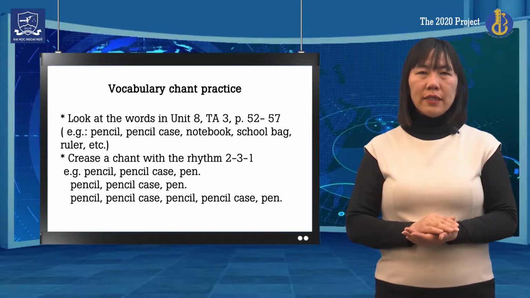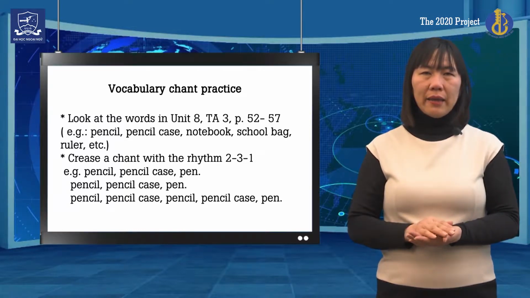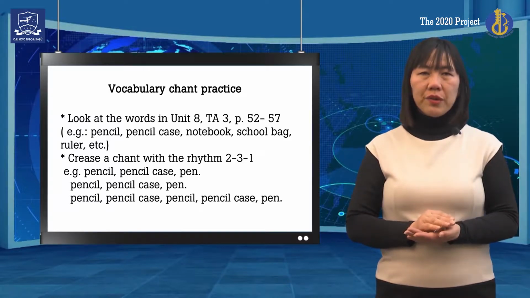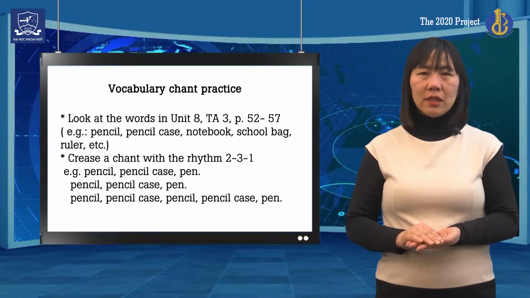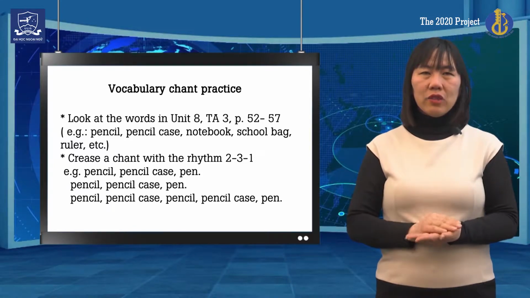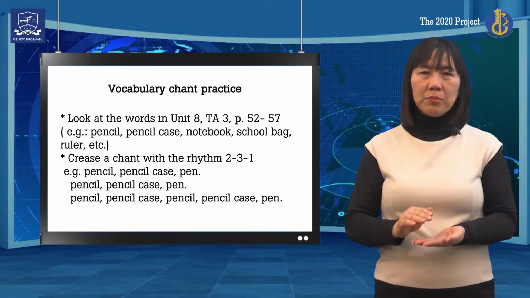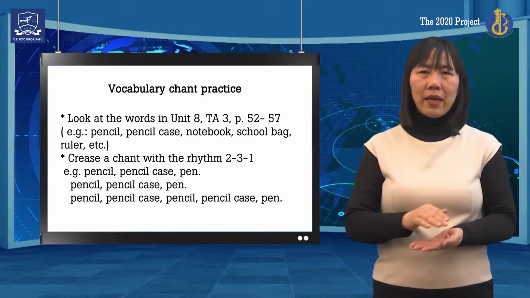Now, look at the words in Unit 8, Tiếng Anh 3, page 52, 57. You have many new words like pencil, pencil case, notebook, school bag, ruler. You can use these words to create a chant with the rhythm 2, 3, 1. For example, pencil, pencil case, pen. And then the chant may be: pencil, pencil case, pen. Pencil, pencil, pencil case, pen.